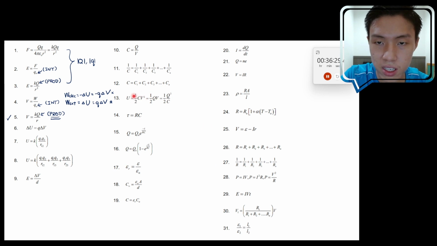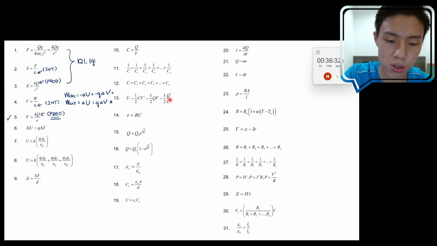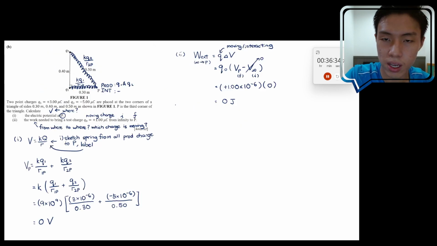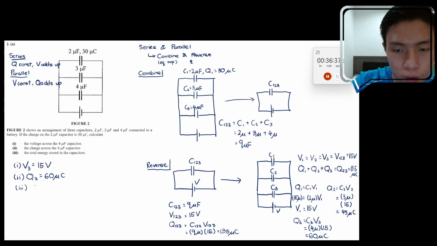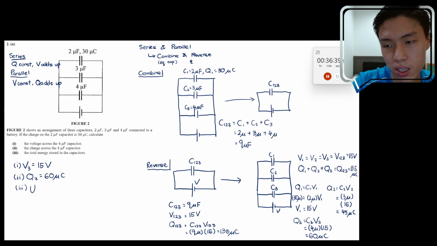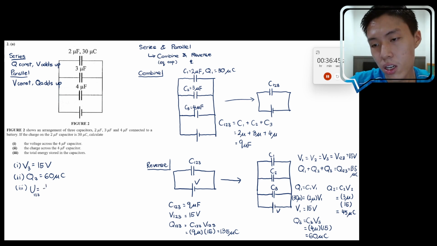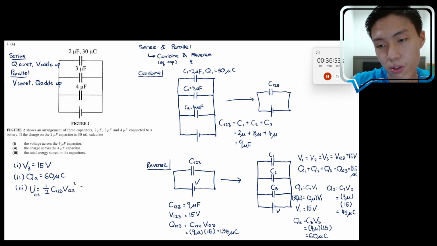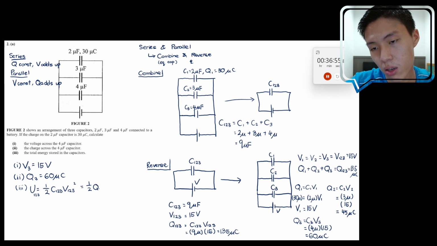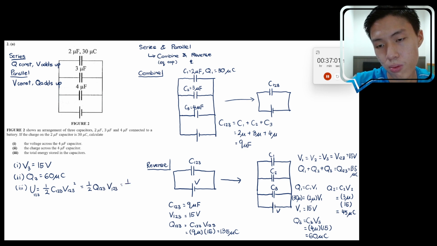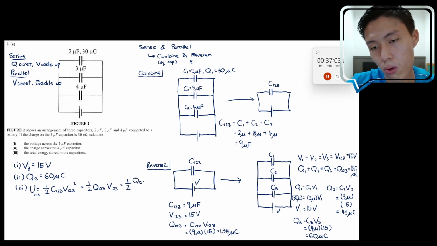You can use either of these: half CV squared, half QV, or half Q squared over C. All of them can be used as long as you use the overall Q, C, and V. What do I mean is, if you look for total, that's 1, 2, 3, everything combined. So half CV squared, combine everything. If you prefer to use half QV, also okay, but you must use the total QV. And the same thing for Q squared over C. Any of these can be used.